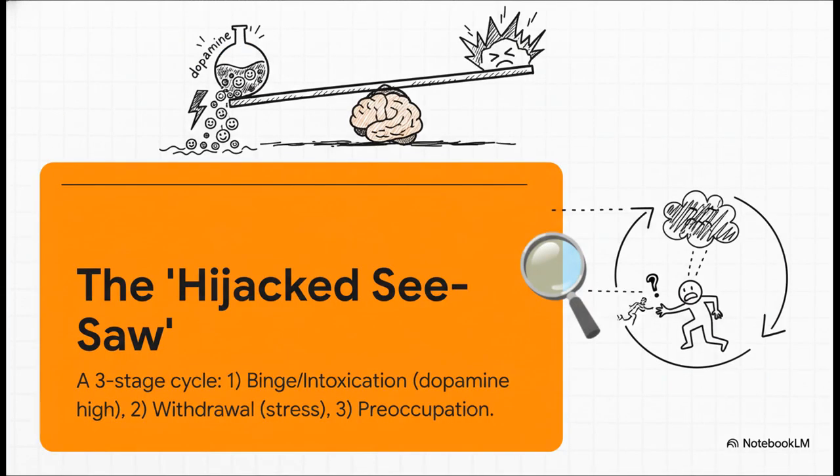Okay, so to really get addiction, picture this. The brain's reward system is like a seesaw. The binge or intoxication stage, that's when a flood of dopamine slams one side of the seesaw down, creating that high. Well, the brain tries to fight back, to balance things out, by creating a ton of anxiety and stress, and that's the withdrawal stage. This whole imbalance leads to the final stage, preoccupation, where there's just this intense craving to feel normal again. It's this vicious cycle that totally hijacks the brain.